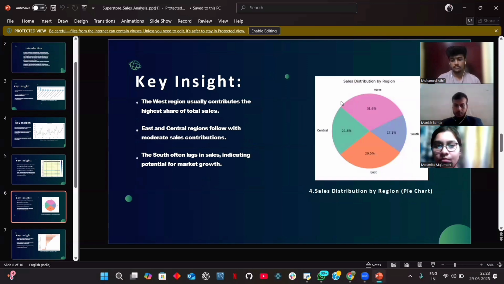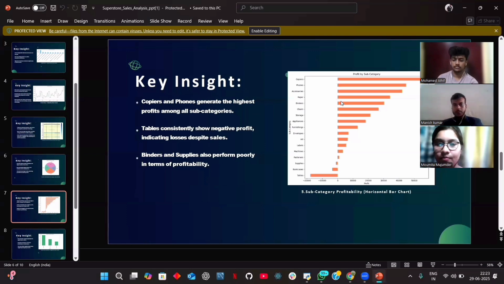Here is a pie chart of sales distribution by region. You can see some insights: the West region usually contributes the highest share of total sales. East and Central regions follow with moderate sales contributions. The South often lags in sales, indicating potential for market growth. Now over to Ms. Momita.